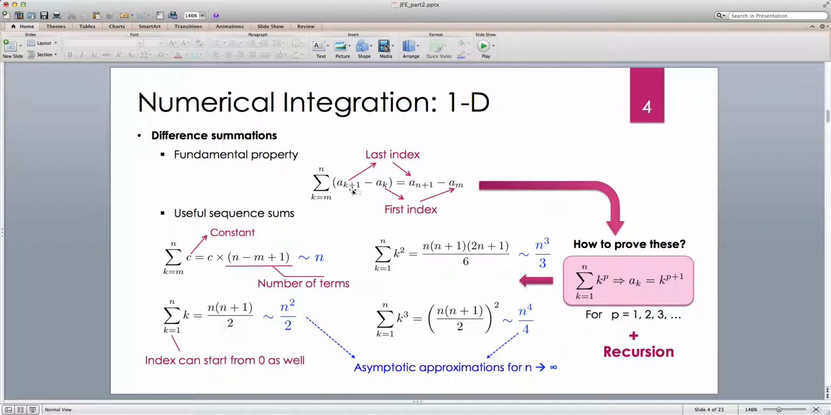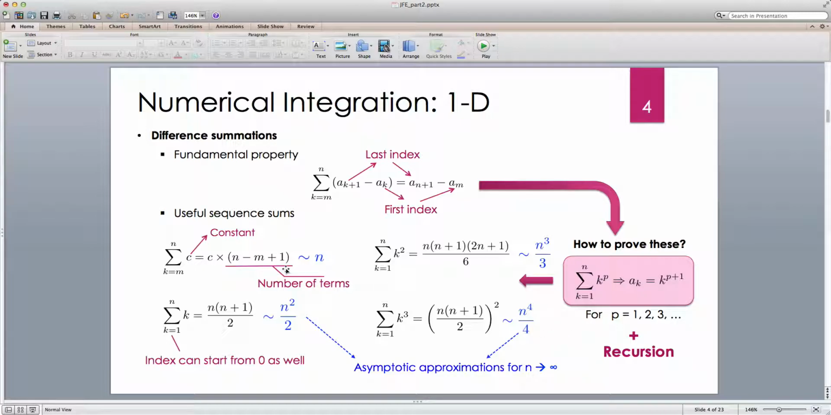And it's very easy to basically prove. You just write all these terms, a_{m+1} minus a_m, a_{m+2} minus a_{m+1}, etc. And all the terms cancel, only the first term, a_m, and the last term, a_{n+1}, remain, okay? That's why this summation of the difference of the sequence is the last term, a_{n+1}, minus a_m, the first term, all right?